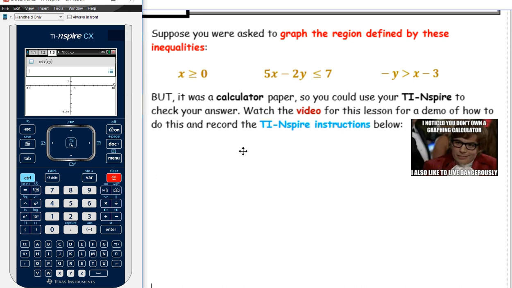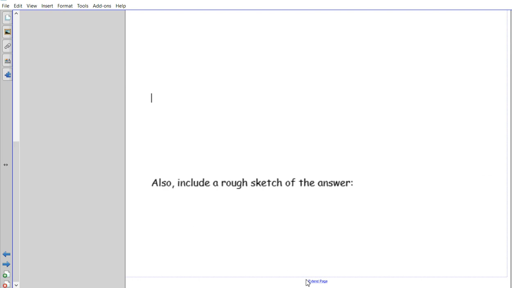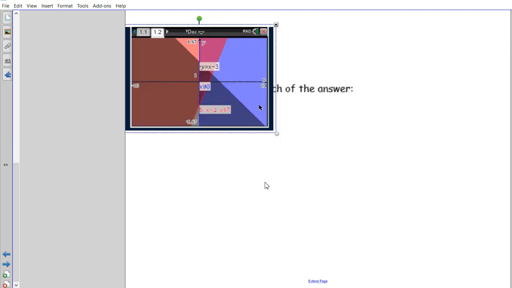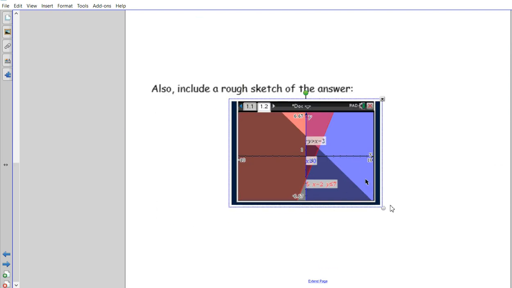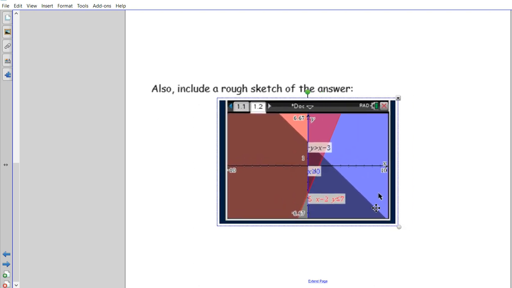So you pause and write your instructions. Also include a rough sketch of the answer that you see. I would say you practice doing a little sketch. In this case, I'll just make it a bit bigger so we can see it. And remember, we need to mark in the region. That's our answer. So this is the region. That's our answer. It's this one. That's here. That's our region.